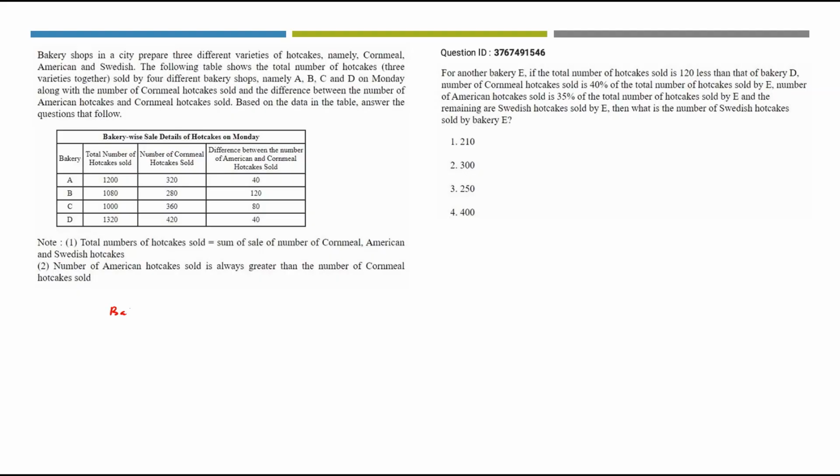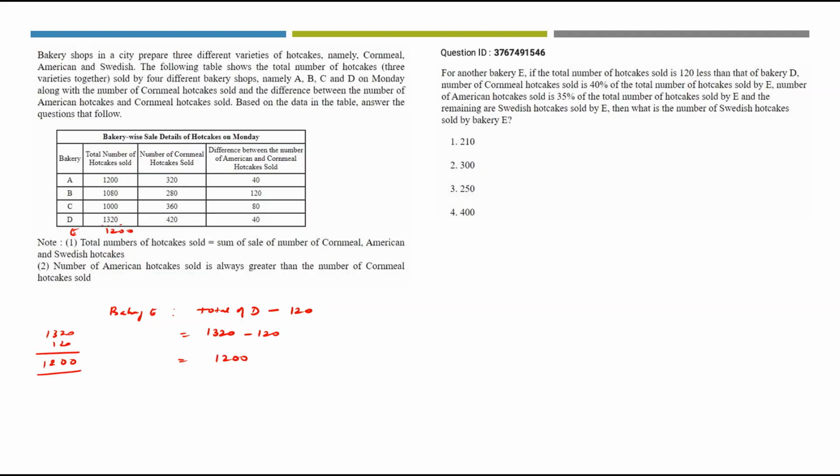So let's start with Bakery E's total count here. Total count of Bakery D minus 120. So what is the total count of Bakery D? It is 1320 minus 120. If we subtract them, we will have 0 minus 0 is 0, 2 minus 2 is 0, 3 minus 1 is 2 and this 1. So Bakery E's total count will be 1200.